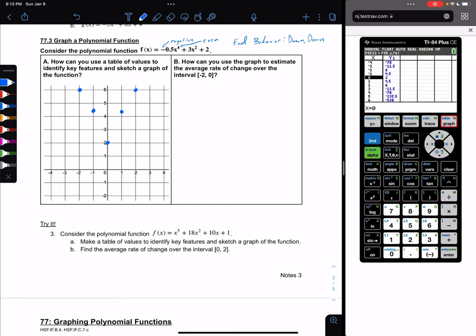Okay. What I do know is that at negative 3, it's negative 11.5. So it's going to be somewhere way down here. And then 3 would be way down here. So I do know it's going to come back along that 3 and drop pretty low.